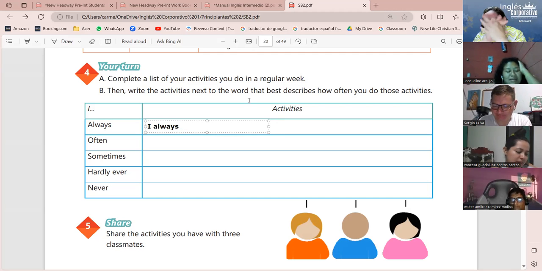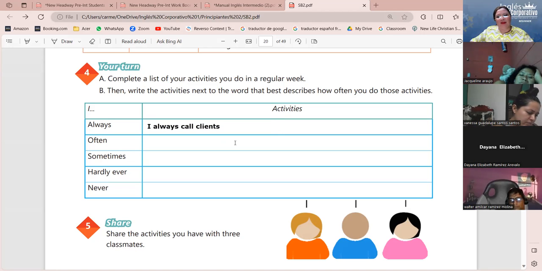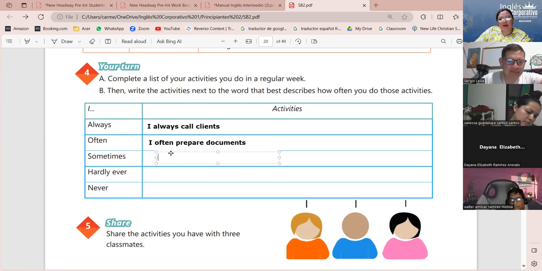Okay, I always go ahead. Claims. Okay, good. What do you often do? We often prepare documents. I often prepare documents. Okay. Sometimes, what do you sometimes do? I send emails. I sometimes send emails. Okay.